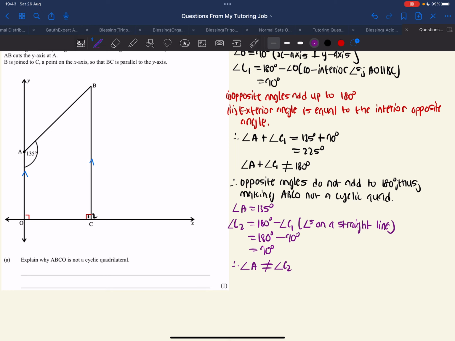Then we can say the exterior angle is not equal to the interior opposite angle. All right, so you can either use the black one or the purple one to prove that ABCO is not a cyclic quad. Okay, hope that's understandable to you.